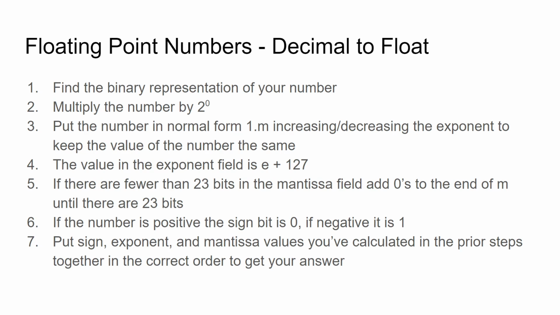If the number is positive, make the sign bit 0. If it's negative, make it 1. Put your sign, exponent, and mantissa bits that you calculated in the prior steps in the correct location in the float, and you're finished.